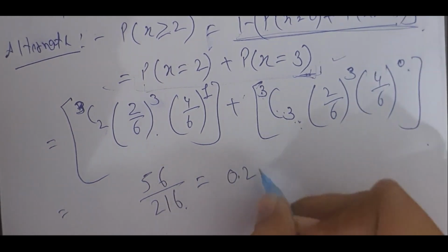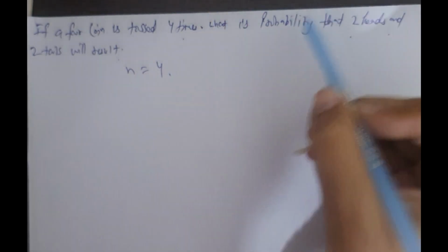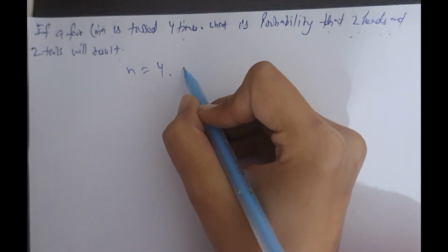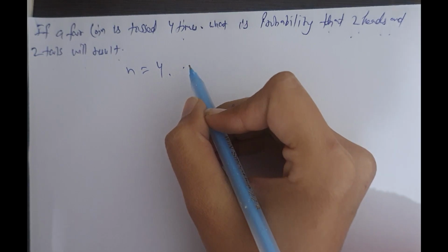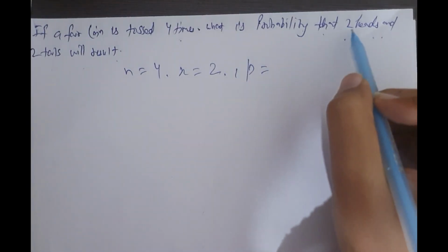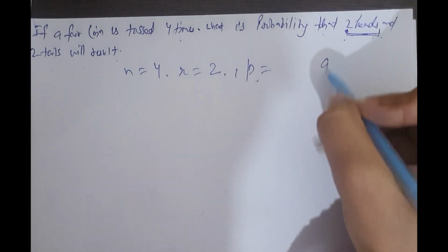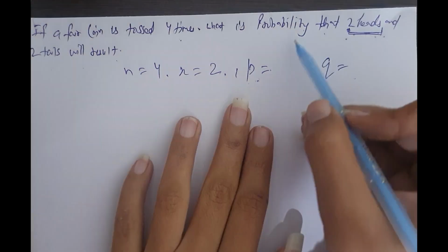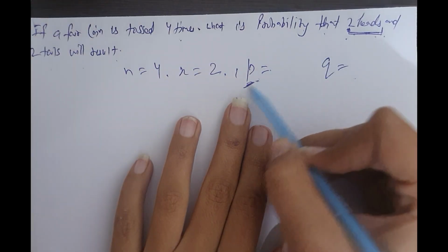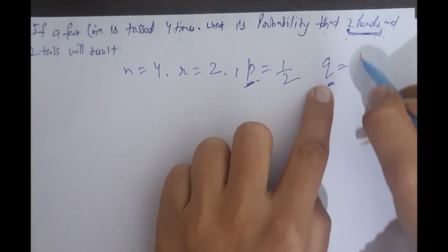Now, if a fair coin is tossed 4 times, the probability of 2 heads and 2 tails will be. The fair coin is tossed 4 times, the probability of getting 2 heads and 2 tails will be. So X is equal to 2. Now what is p? We can take probability of head as p and q as probability of not getting head, so p is the probability of getting head, 1 by 2, and q is the probability of not getting head, that is 1 by 2.